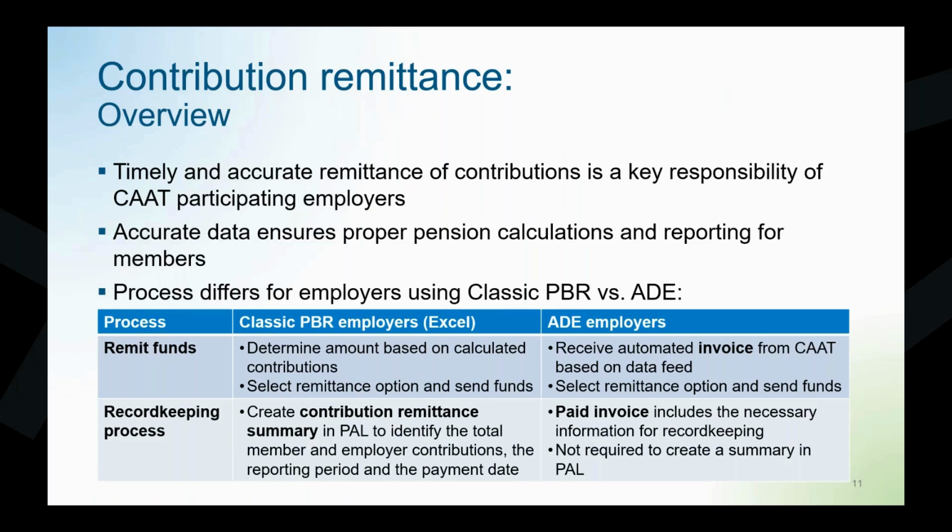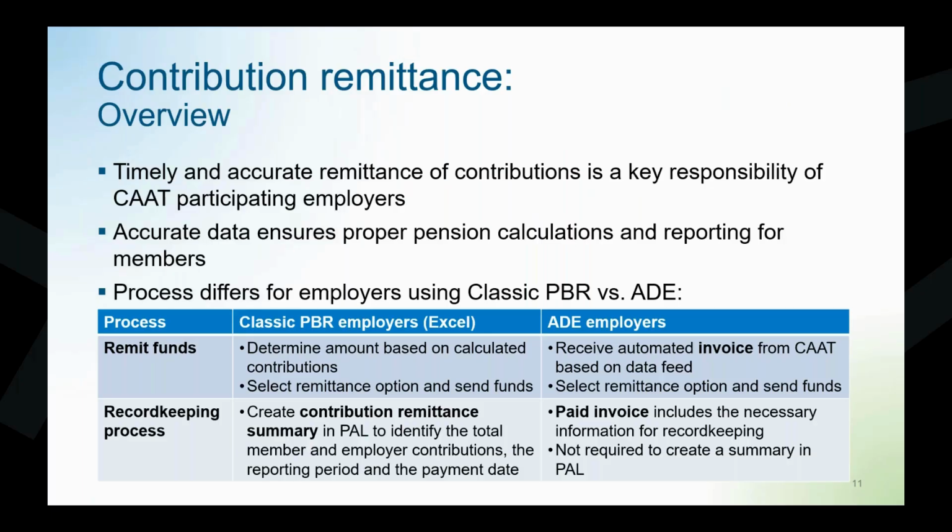A classic PBR employer will determine the amount to remit based on the contribution calculations reflected in their payroll files, then select a remittance option. We'll cover those options a bit later. And then send the funds to CIBC Mellon. For record keeping, they will need to create a contribution remittance summary in the employer portal pension administration link, or PAL. We'll discuss this a bit later in the session.